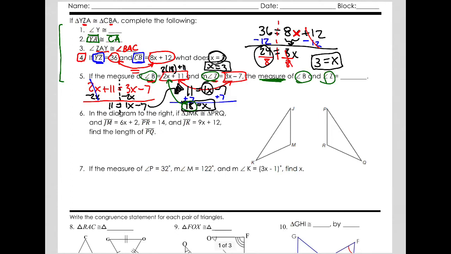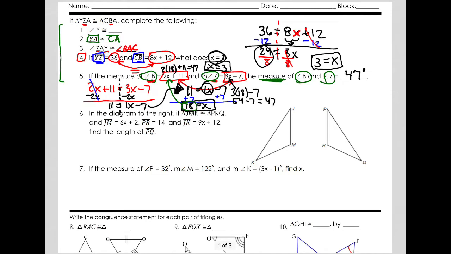So that's really 2 times 18 plus 11. Well, 2 times 18 is 36. 36 plus 11 is 47. So this equals 47. And remember, B and Z are corresponding, so we should get the same thing if we put x into Z. So 3 times 18 minus 7. 3 times 18 is 54 minus 7. That does give us 47. So notice either way we get 47 as the measures for angle B and angle Z. So 47 degrees.